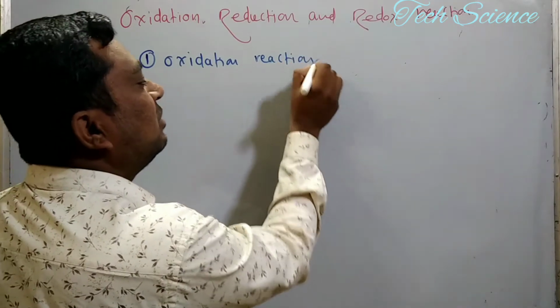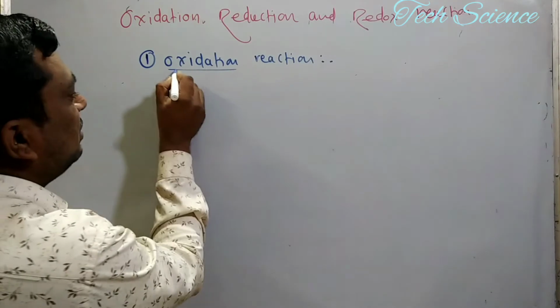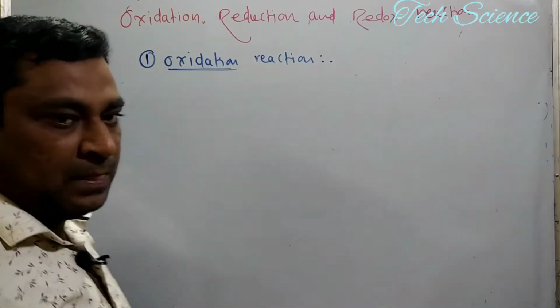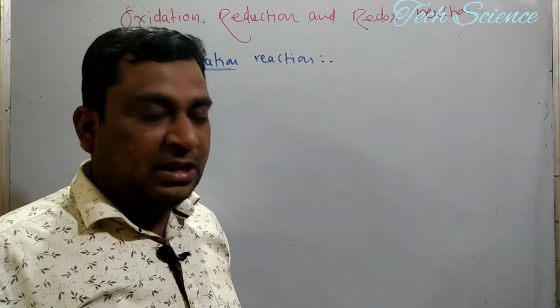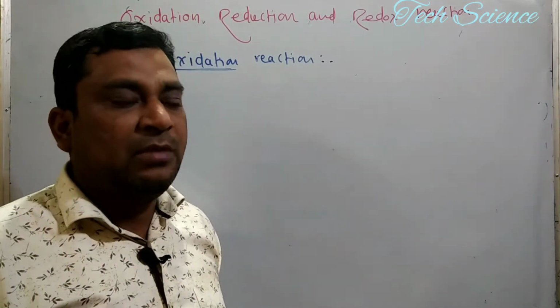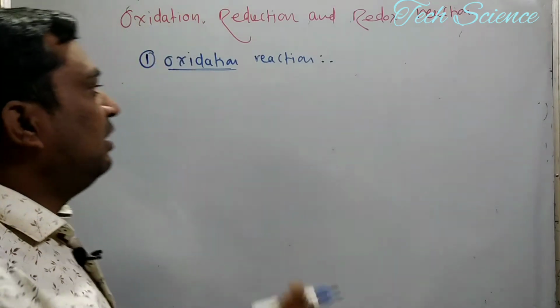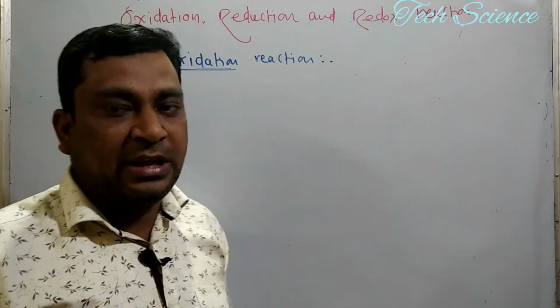In the oxidation reaction, although we have the term oxidation, it is concerned with three things. The first thing is oxygen, one more is hydrogen, and one more is the electron. Three things are there, and on the basis of that, the definition of oxidation reaction is formed.